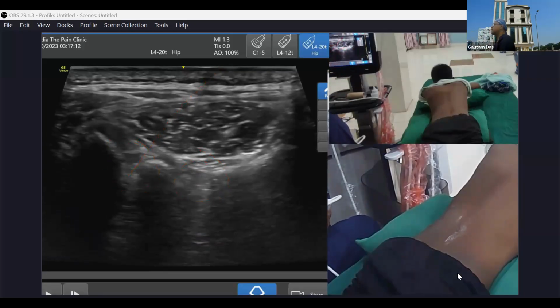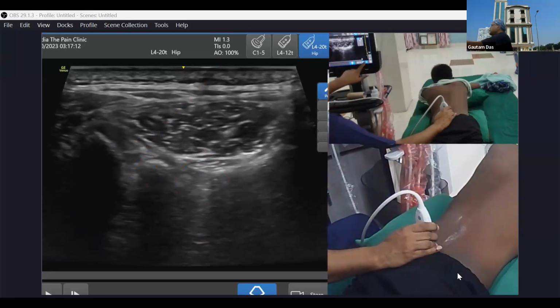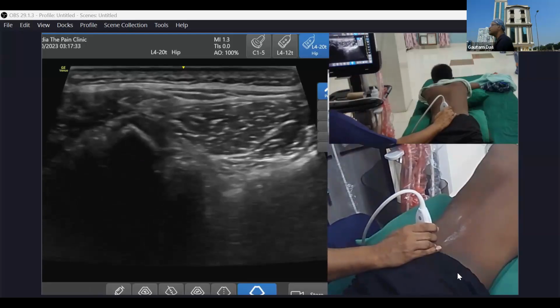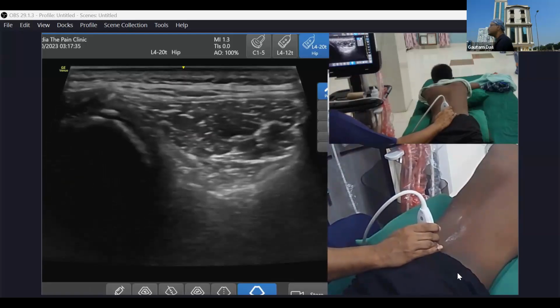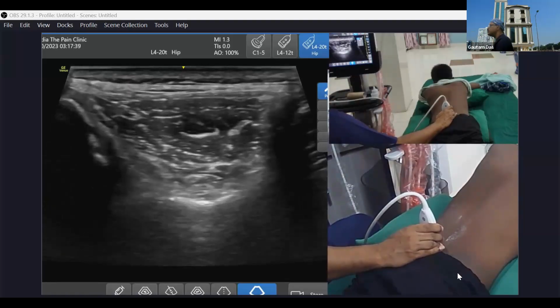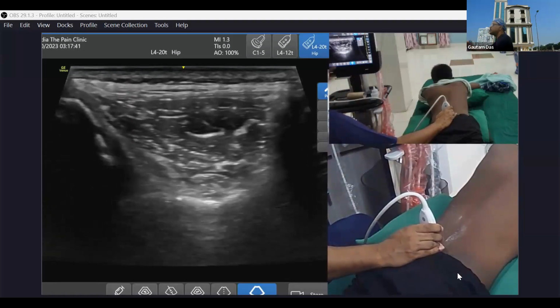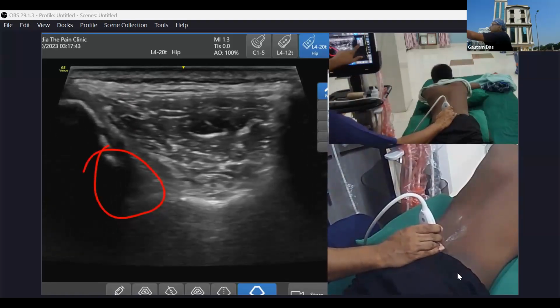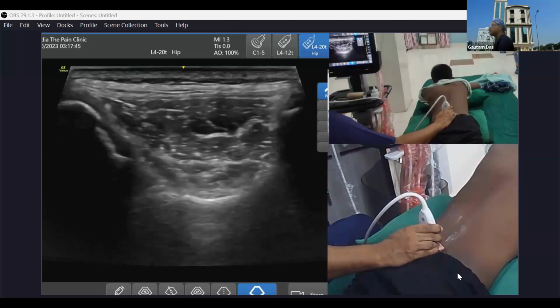So normally we are injecting here where the iliac crest is reduced in height. See here, and the S2 foramen is seen. Here, you are injecting into the fibrous part of the joint. So this is also an area where it can be injected, but that is your fibrous part of the joint.